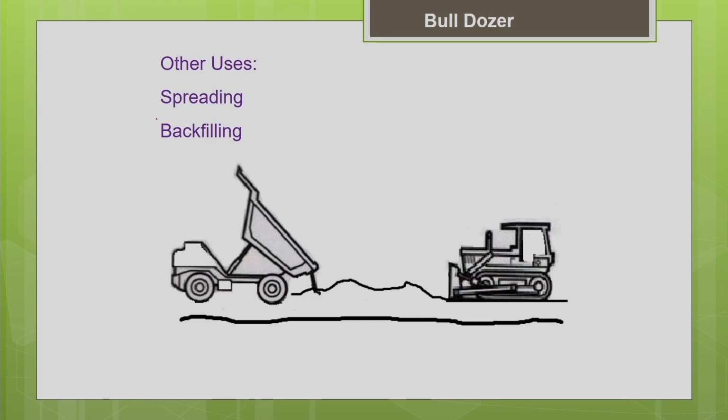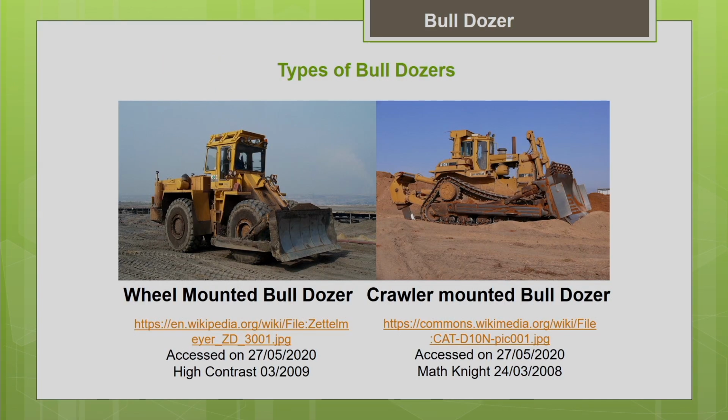The bulldozer can be used for spreading and backfilling. Here you can see an example of spreading, which is very common in road construction. The hauling equipment, a truck, dumps the material, and the bulldozer is used for uniformly spreading it to the required thickness. Then backfilling: when you excavate a trench, for example for pipe laying, you can push the material into the trench with the bulldozer and backfill it. So there are different applications in a project site.